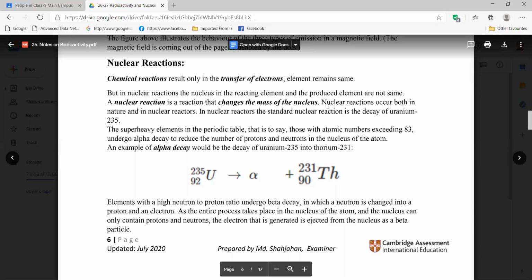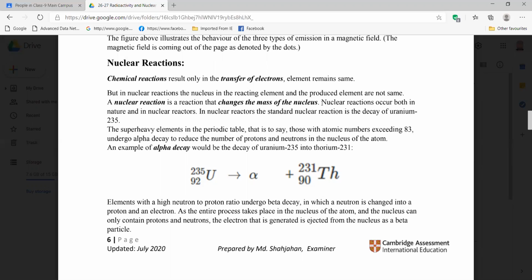Now, this part from here, nuclear reactions. Can Adnan read from here? Adnan, can you read from here?